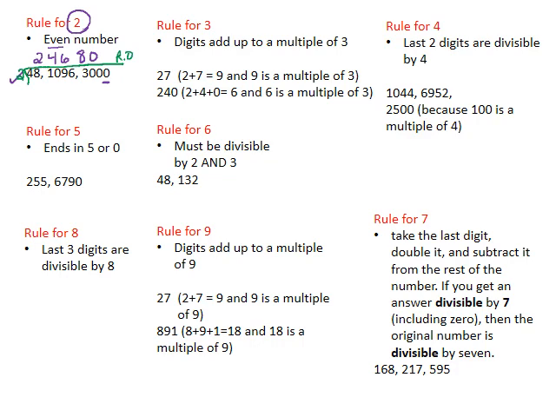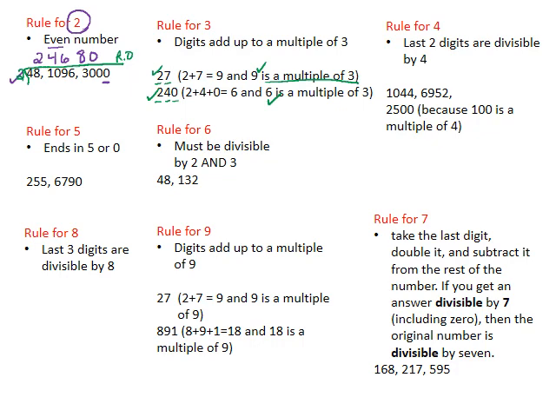The rule for 3 is actually quite handy. If you can add up each digit and get a multiple of 3, so in this case they added 2 and 7, which equals 9, and 9 is a multiple of 3, right? 3 times 3 is 9. So because 9 works, that means that 27 works. In this one, they added 2 plus 4 is 6, plus 0, still 6. And 6 is a multiple of 3, so therefore 240 is a multiple of 3.